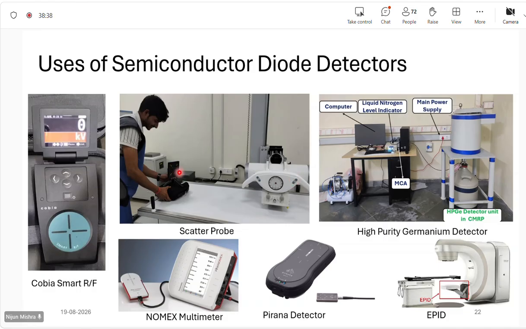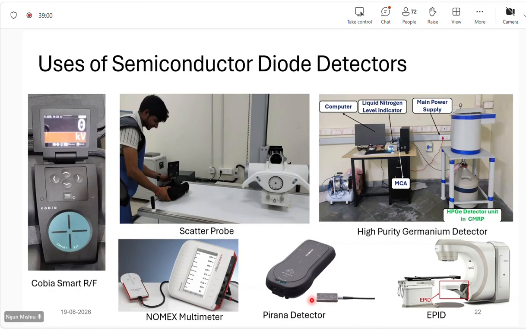This scatter probe is also a silicon type of detector, and this is the X-ray tube. So we are measuring the leakage radiation coming from the tube. This is the Nomex multimeter from PTW. It's also used for radiological experiments in the radiology department, like X-rays and CT.